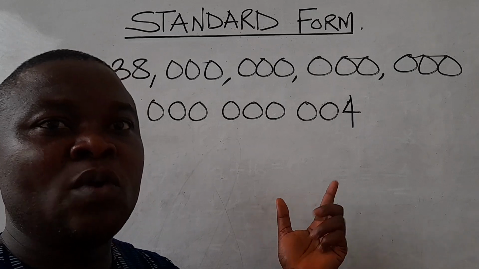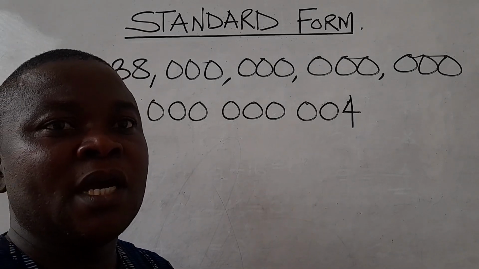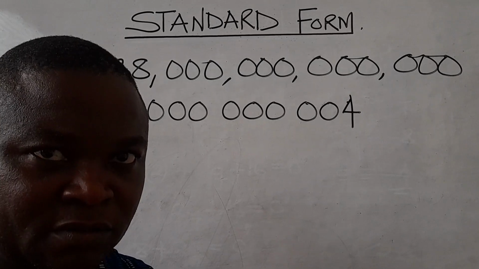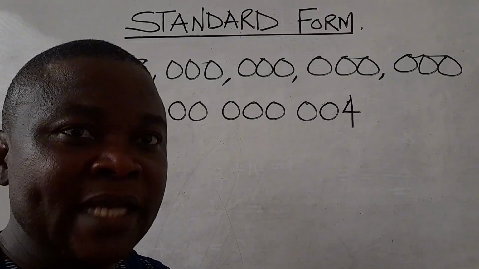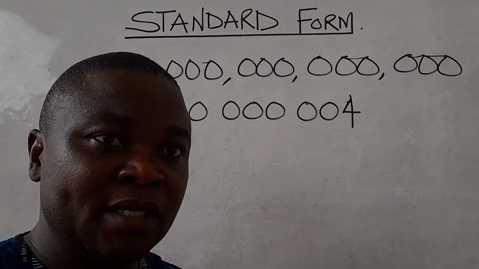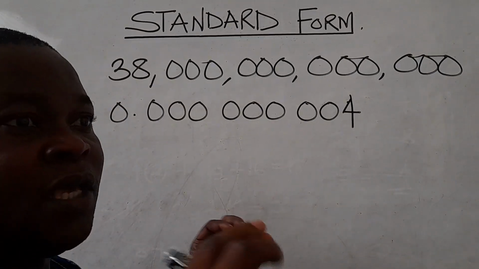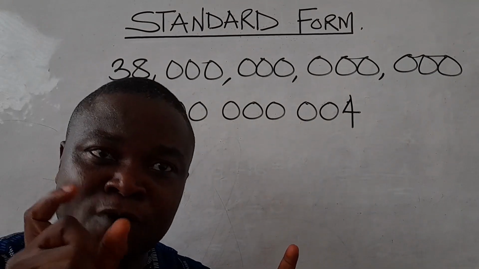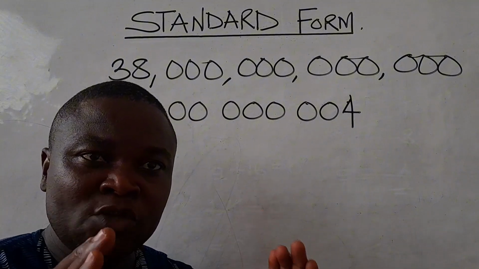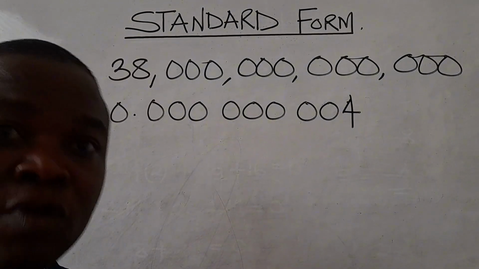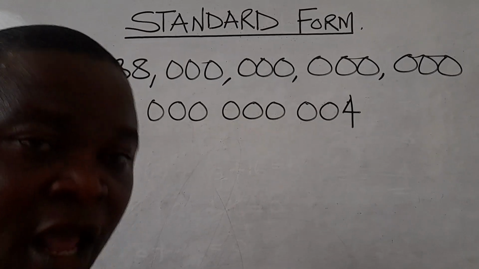Instead, we adopt a standard form method that helps us to write very large numbers or very small numbers in a particular format. You turn it to a particular form. That form is thus known as standard form.